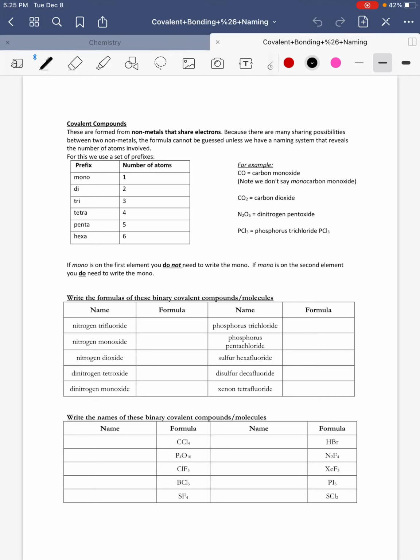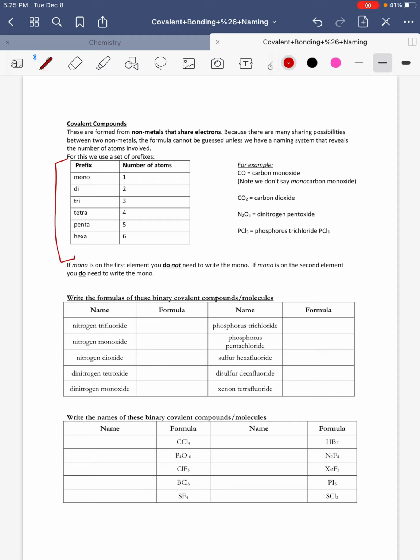Today we are naming covalent compounds. These are formed from nonmetals that share electrons. Because there are many sharing possibilities between two nonmetals, the formula cannot be guessed unless we have a naming system that reveals the number of atoms involved. Basically, in order to name covalent compounds, you need to be specific about the number of atoms.